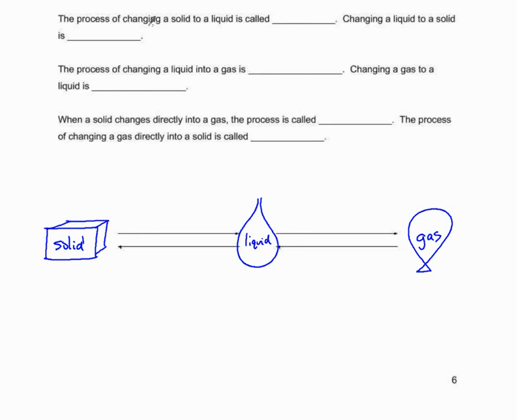So the process of changing from a solid to a liquid, that is common terminology. We're talking about melting here. So following solid to liquid, I'm going to write that in, melting. Changing a liquid to a solid, not a real scientific term, freezing. So liquid to solid, following the arrow carefully. There we have freezing.